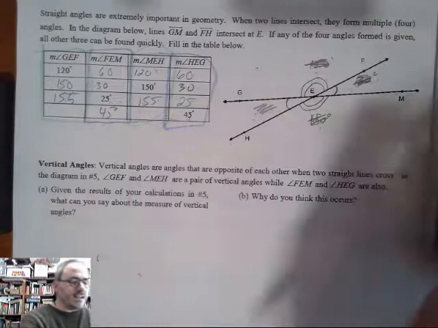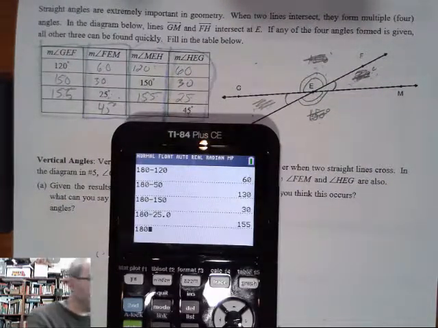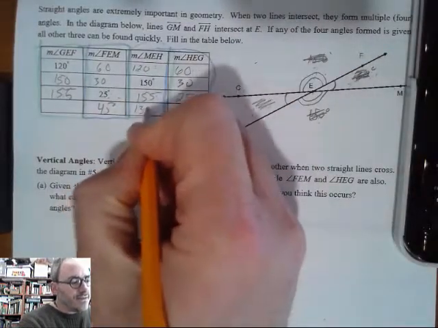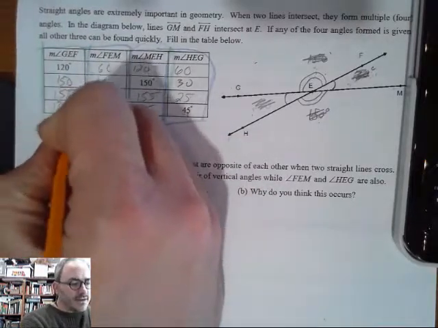Now to find out that missing piece, I need to do 180 minus 45. 135. And now that I have this part, I know that this goes over here. They're vertical and they're the same.